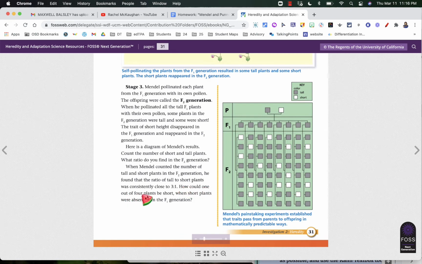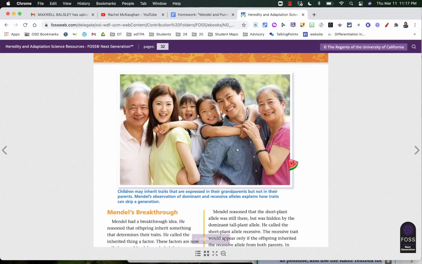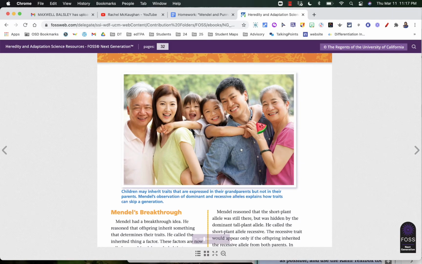How could 1 out of 4 plants be short when short plants were absent from the F1 generation? How did these tall plants make short plants? Mendel's painstaking experiments established that traits pass from parents to offspring in mathematically predictable ways. Awesome. Okay. Mendel's breakthrough.